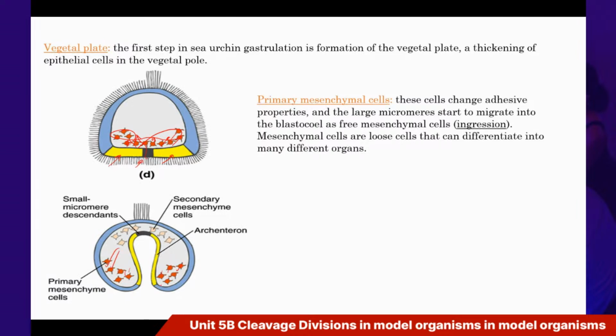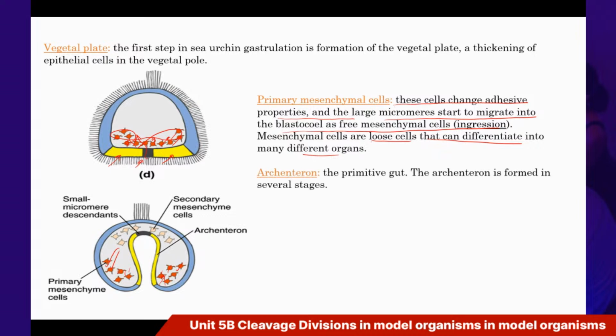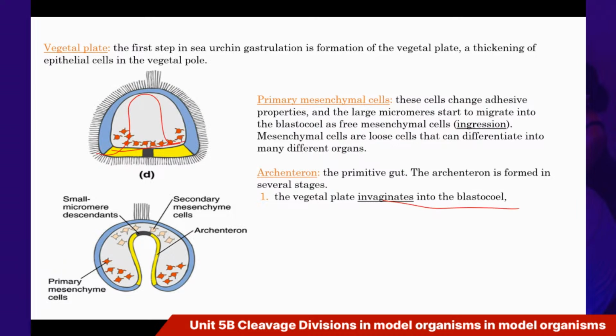So if they are separated, the only type of movement that is possible is ingression. So primary mesenchymal cells change adhesive property and the large micromeres start to migrate into the blastocoel as free mesenchymal cells. So that is ingression. Mesenchymal cells are loose cells that differentiate into many different organs. Now the formation of the archenteron, there we have the invagination movement. The first movement is that the vegetal plate invaginates. So what was here like this, now this will invaginate like this, into the blastocoel.